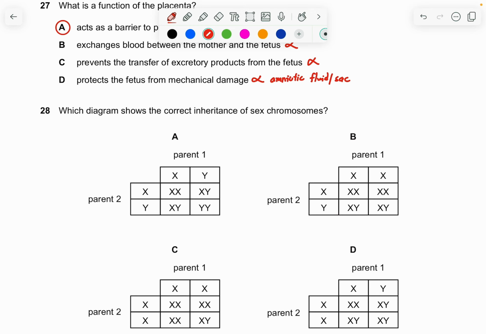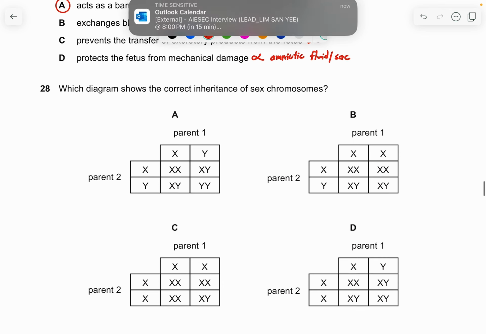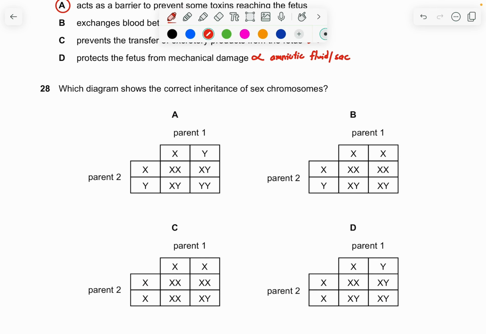Question 28. Which diagram shows the correct inheritance of sex chromosomes? So this question is trying to see which one is the correct answer. For question 28, the answer would be B. So why is the answer B? Because this is not possible. C is also not possible. So it's either B or D now.